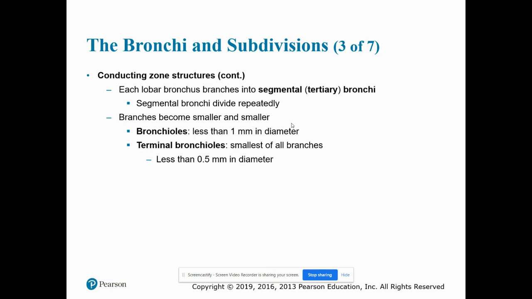Then each lobar bronchus branches into segmental or tertiary bronchi. And then segmental bronchi divide repeatedly. The branches are going to become smaller and smaller, and we get all the way down to a diameter of less than 1 millimeter, and those are bronchioles. And then the smallest of all the branches are the terminal bronchioles, and they have a diameter less than 0.5 millimeters.